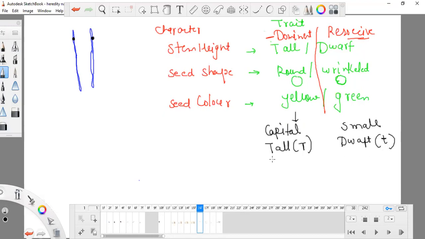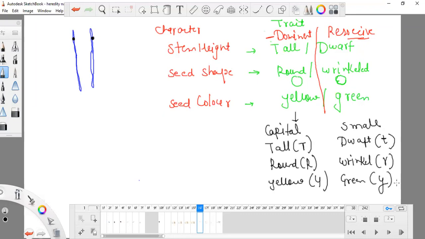Okay, for round I will use capital R, and capital means it is winning, that is dominant. And for wrinkle I will use small r. I will not write every time wrinkle and round. Instead of this, I will just use these letters for representation. And for yellow, I will use Y. And for green, I will use small y. Or whatever you write.